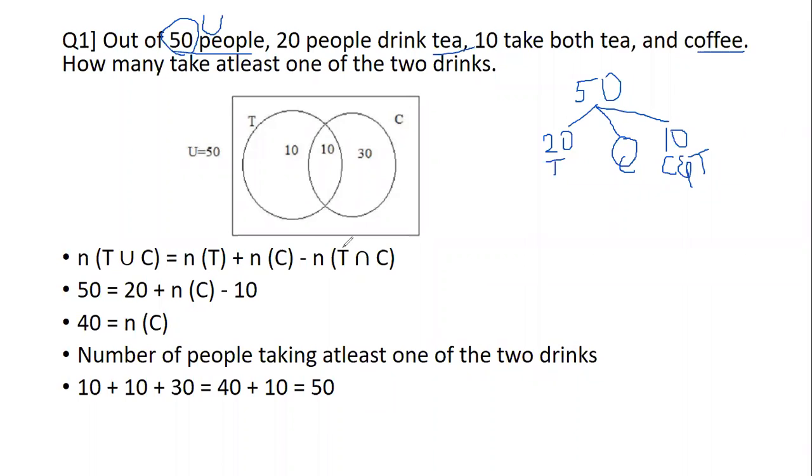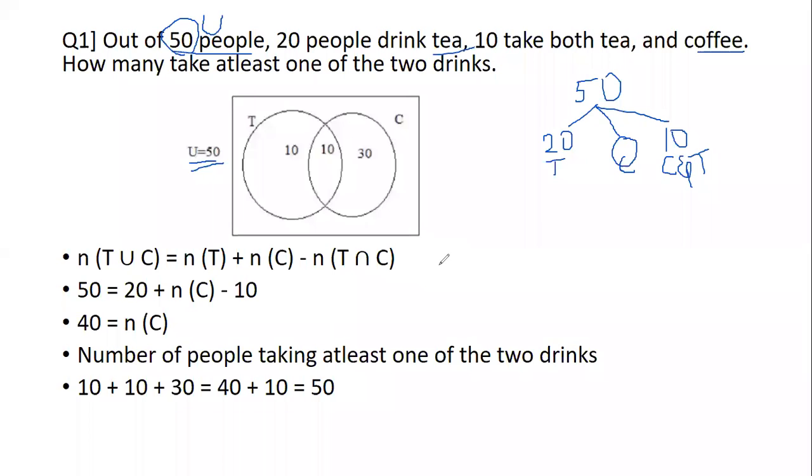So let us see how we understand this by using a Venn diagram. If you analyze this using a Venn diagram, then it is very easy for you to solve the problem later, because you will get the answer in the Venn diagram itself. Now see this Venn diagram here. First, the outer rectangular box is the universal set, and here they have told us the universal set is 50. And then we have two sets, one is tea and one is coffee, correct?